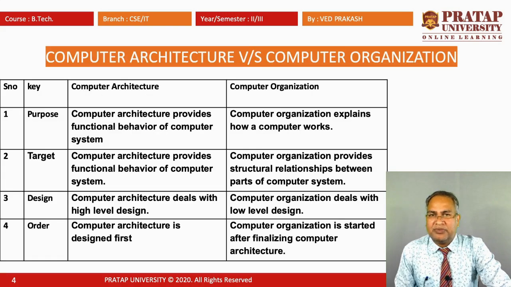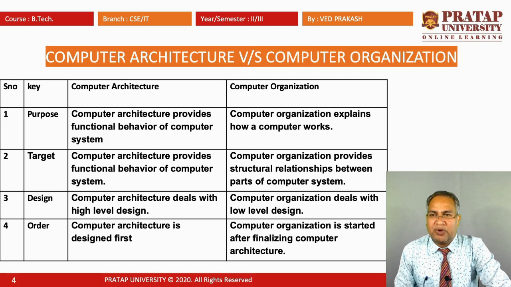What is the difference between computer architecture and computer organization? Basically, computer organization is an arrangement of the computer components in such a way that we can perform a specific task in an effective way. So there are some basic differences between computer architecture and computer organization, based on some key points. The first difference is based on purpose.